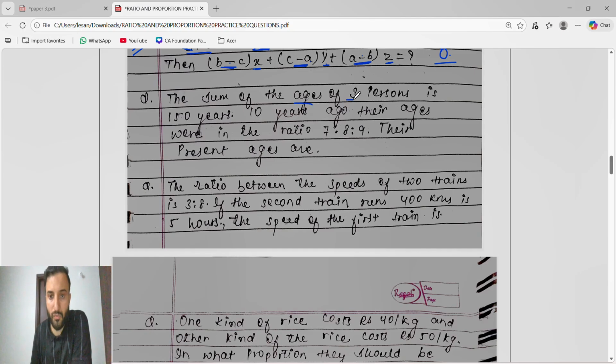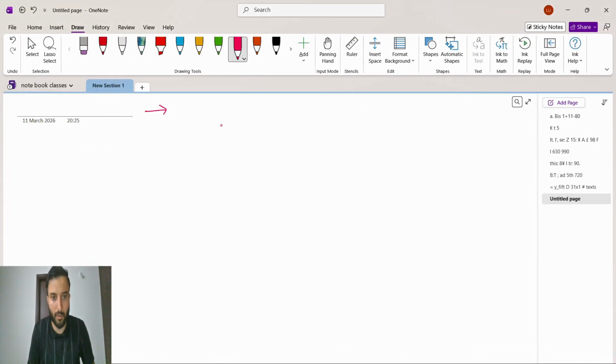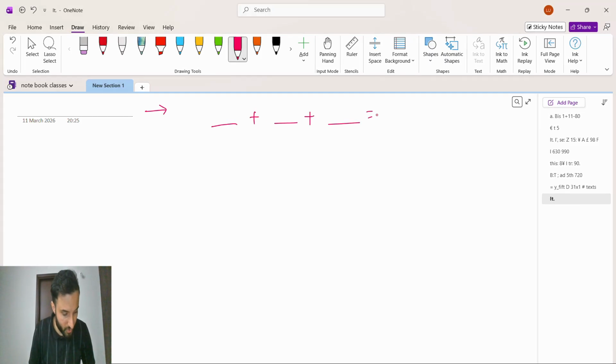Just understand the concept. Sum of age of 3 persons is 150 years. Means first person's age plus second person's age plus third person's age is 150 years. Means what they are talking? They are talking in present. See, the sum of age of 3 persons is, means they are talking in present. So sum means present, means now. So the sum of age of first person, second person, third person is how much? 150 years. Okay.